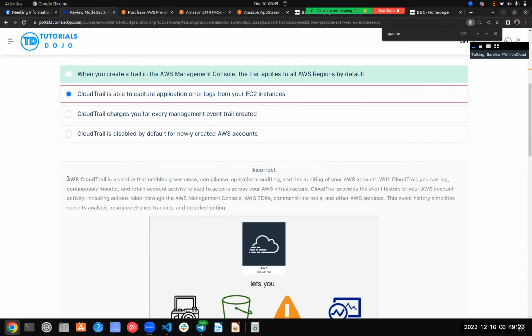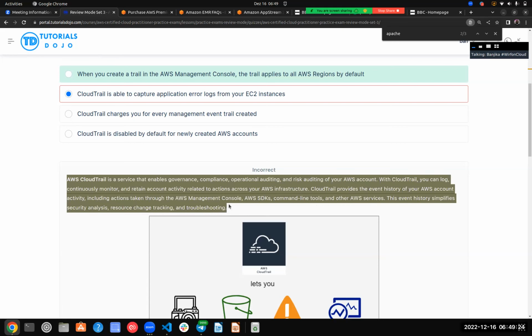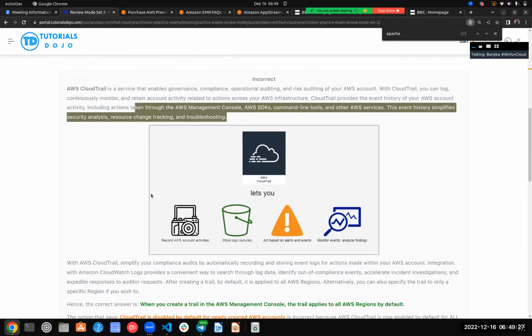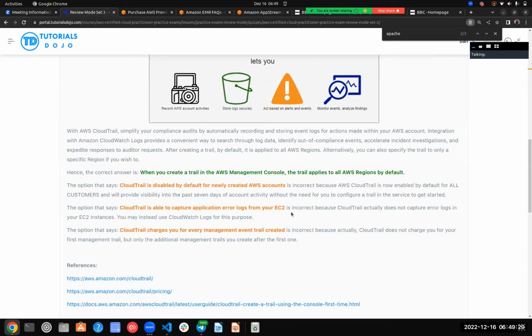So please review AWS CloudTrail. If you are talking about application errors, CloudTrail does not capture errors in your EC2 instances. You may use CloudWatch Logs for this purpose. So if you are looking for errors, you can use CloudWatch Logs. It will be an opportunity to also revise CloudWatch Logs. When you think of CloudWatch, you think of logging, right? And logging mostly application errors as well.